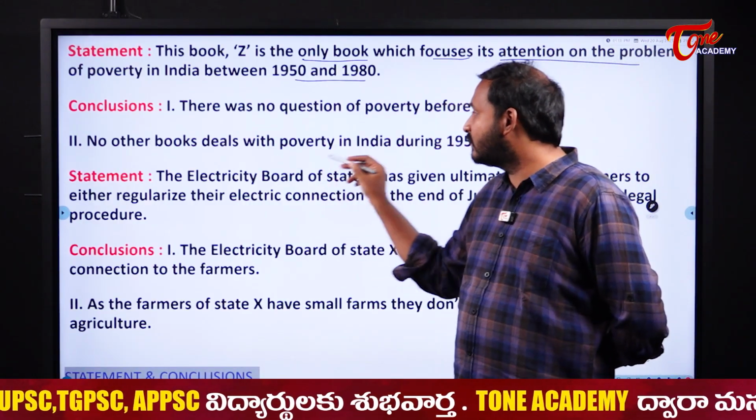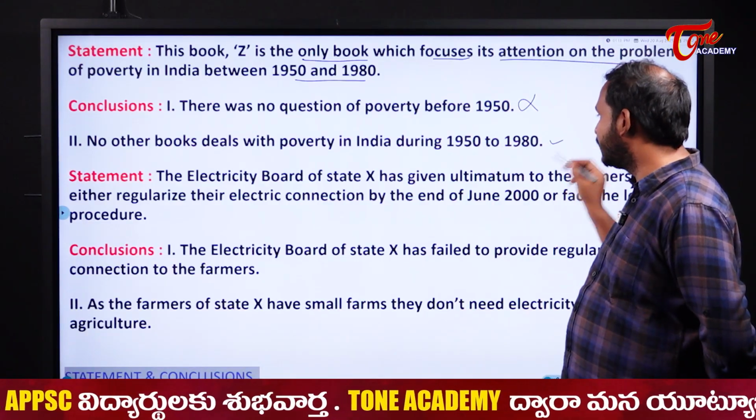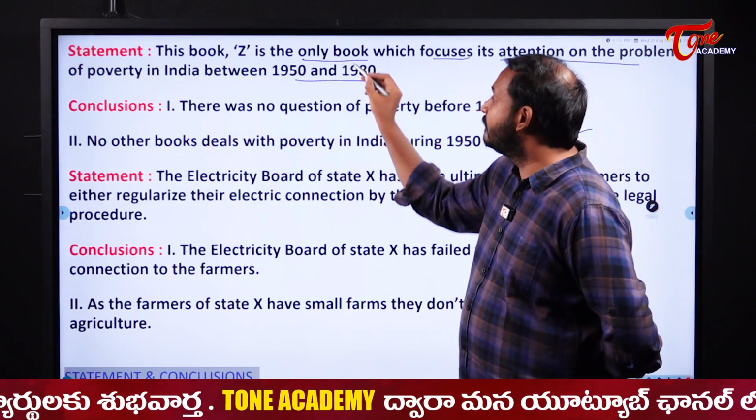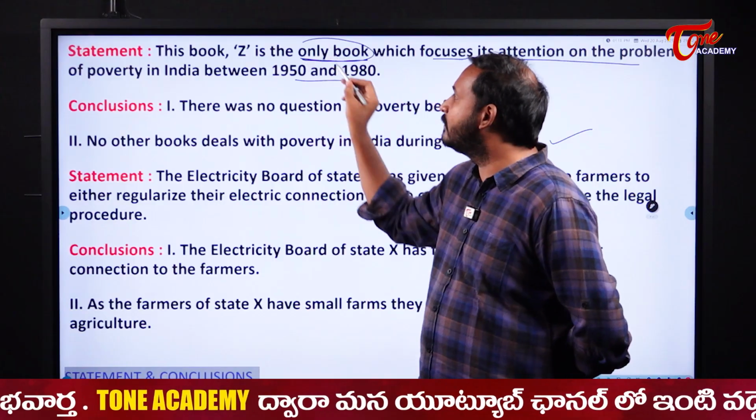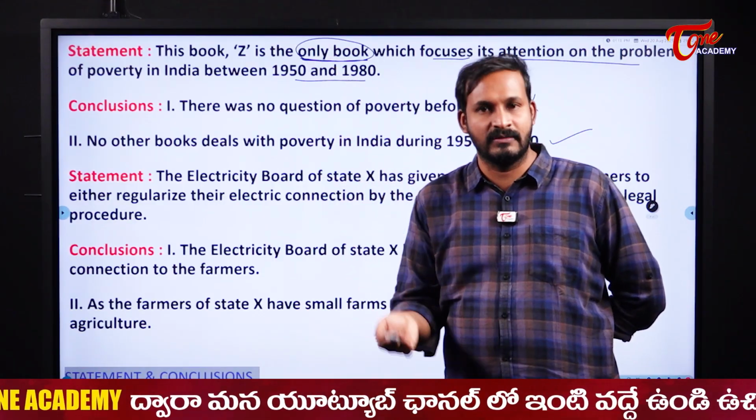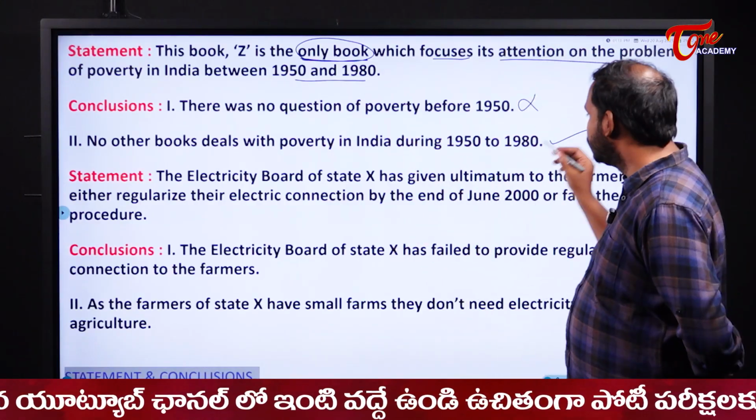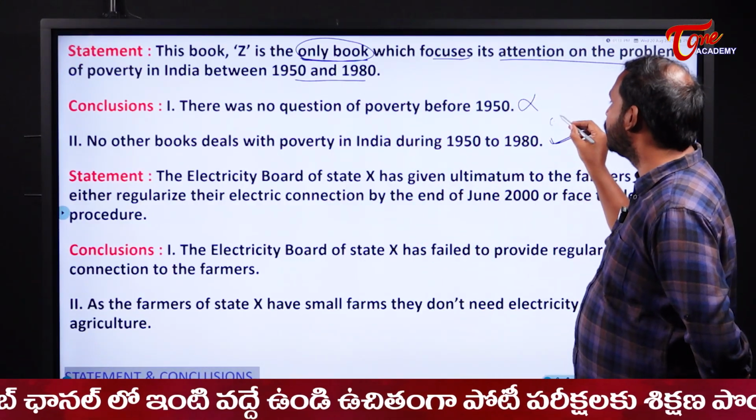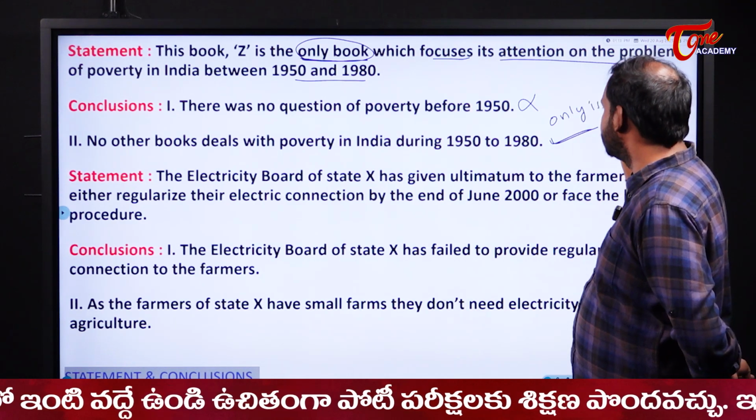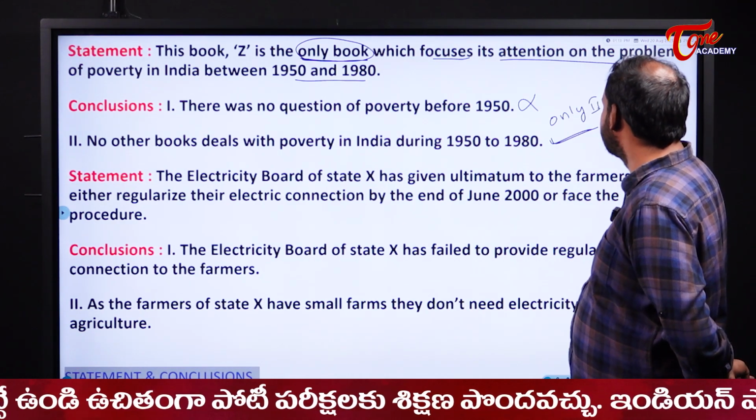No other books deal with poverty in India during 1950 to 1980. Yes, that is correct. Why? Because they mentioned that it is the only book. Only book means there is no other book. So obviously this will become the only book. So that is correct. So here only the second one follows for me.